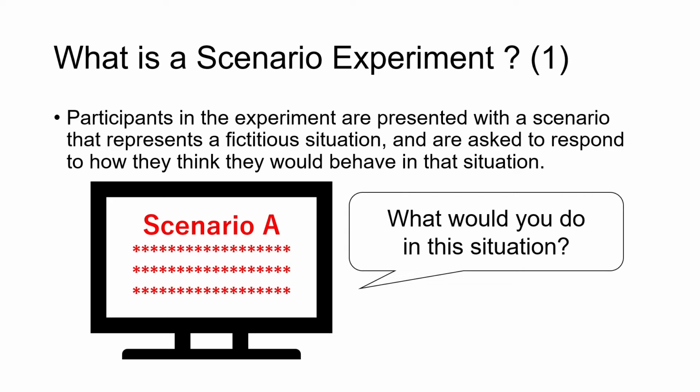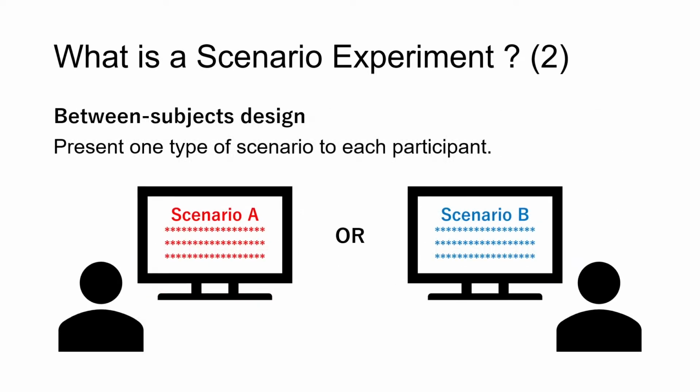In Psychexp, you can choose from two types of scenario experiment design. The first type is a between subjects design, where the participant is presented with just one scenario block that is randomly selected from amongst multiple scenario blocks that have been included in the scenario experiment.